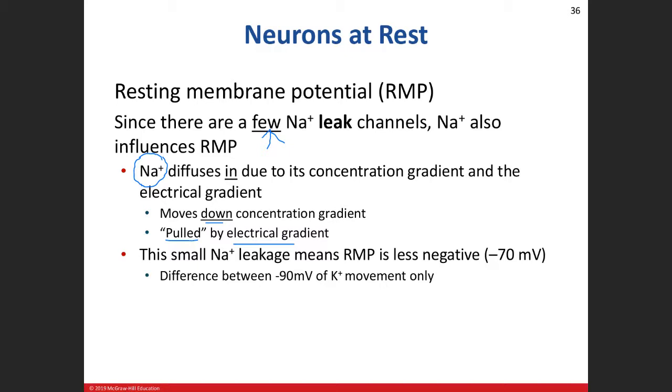But because of our leak channels, right now our resting membrane potential is that -70. Okay? I've seen this asked as a test question before, this concept. If you only have potassium leak channels, what would the resting membrane potential be? -90. Okay? So the walk-away point is that potassium leak channels influence the resting membrane potential way more than the sodium leak channels do. They influence it a little bit, but it's mainly the potassium leak channels. Okay?